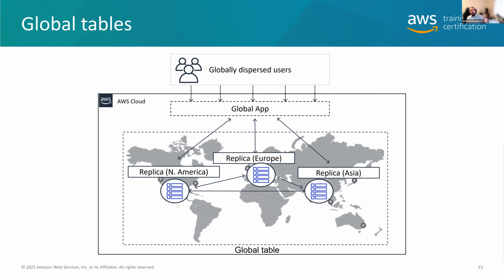I think you're only limited to one table per region. Every replica has the same name, the same primary key schema. And this is all eventual consistency, by the way. If you want strong consistency, you have to read and write to your local regional table, but it'll eventually get replicated to the others. So this is all eventual consistency. So it's not strong consistency.